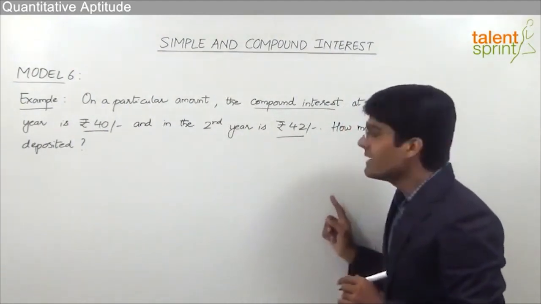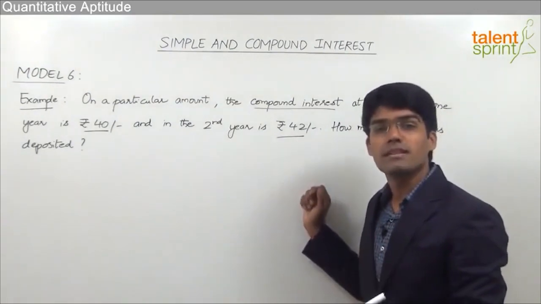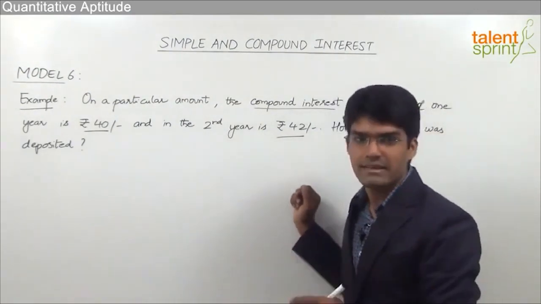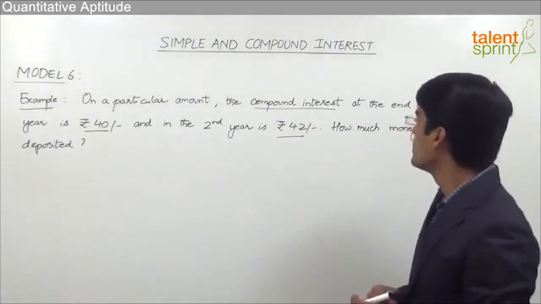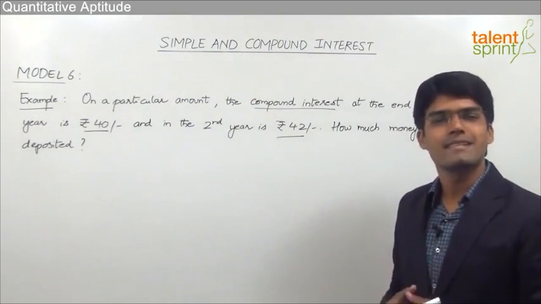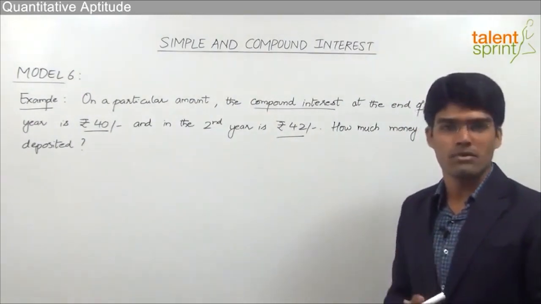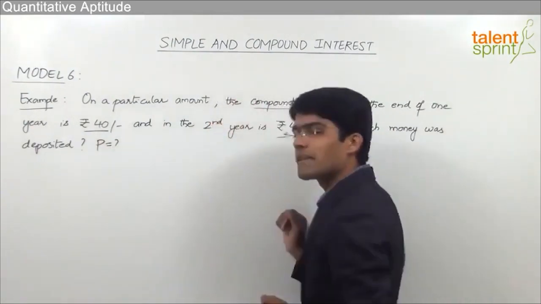Let me make it clear, 42 is not the compound interest for 2 years. 42 is the compound interest only for the second year. So for the first year it is 40 and for the second year it is 42. And we are supposed to find out how much money was deposited. Now the money that gets deposited is nothing but the principal amount, right? So we are supposed to find out what will be the principal in this case.